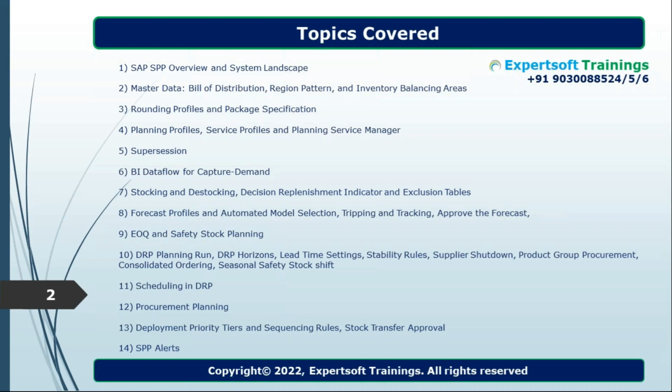Then we will see how the data flows from BI to SPP and how we capture those demand histories. Then it comes to stocking and destocking, how we decide that this location is going to be stocked or not going to be stocked. That is how the replacement indicator needs to be set up. So those things we will see.